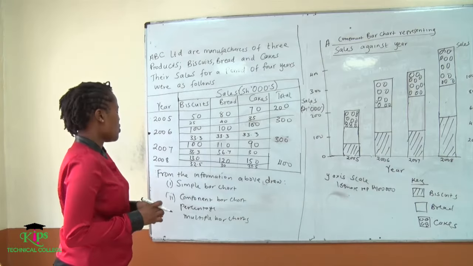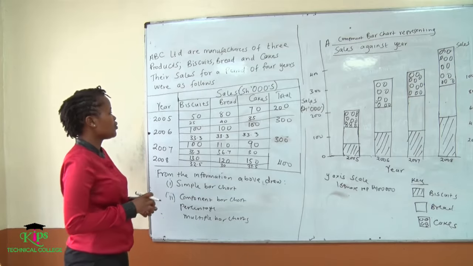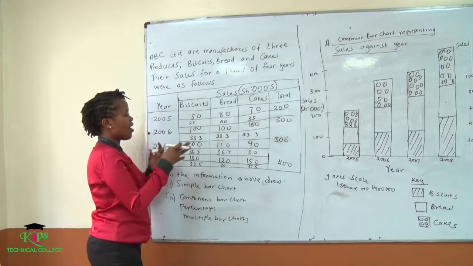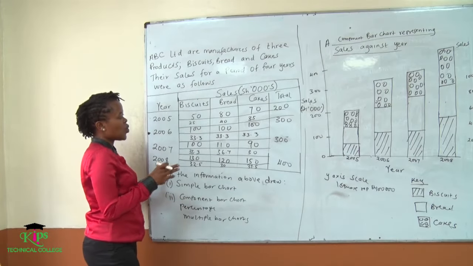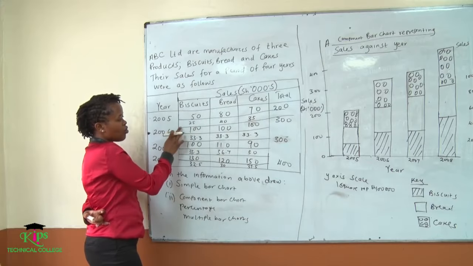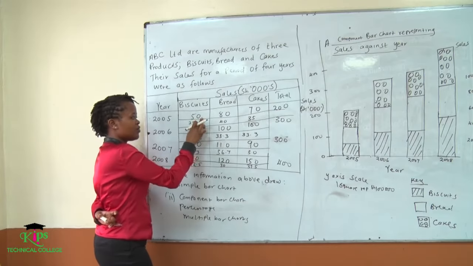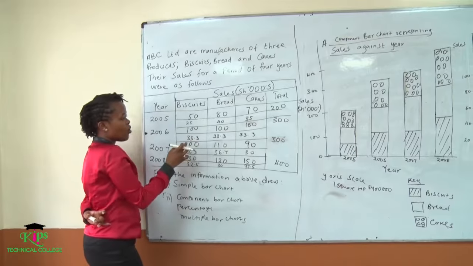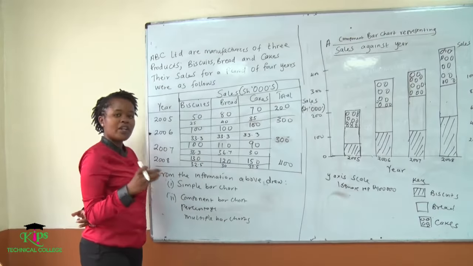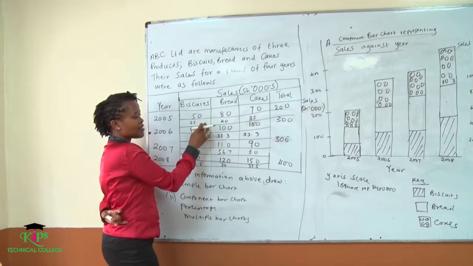Okay, so on the percentage component bar chart, the first step you do is, as you can see in my table, I have changed something. In this case, for 2005 items, I needed to convert this. The initial was 50, 80, and 70. But now, since I want to draw a component bar chart, I needed to convert this into percentage.